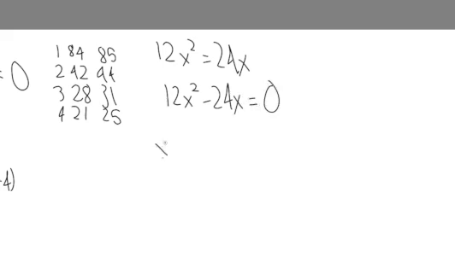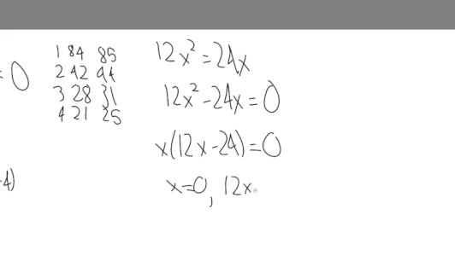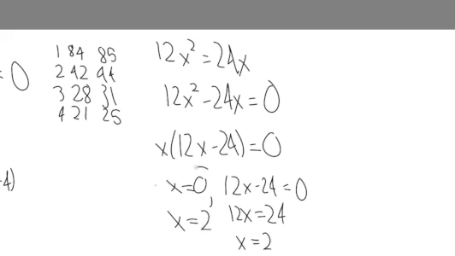Then we factor. There's an x in both, so we can factor out an x. So we have x times 12x minus 24 equals 0. So x can equal 0, and 12x minus 24 equals 0. Adding 24 to both sides and dividing by 12, we get x equals 2. Don't be tempted.